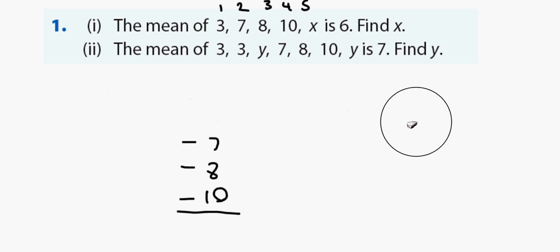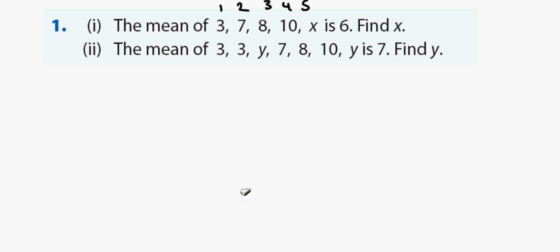Now the second question is the mean of, we're going to count how many numbers we have this time as well. We're going to have 1, 2, 3, 4, 5, 6 numbers, okay? And this is the seventh number, is 7. So the average of these 7 numbers is 7. Find y. So first of all, 7 numbers multiplied by the average of 7 gives you 49 as a total.